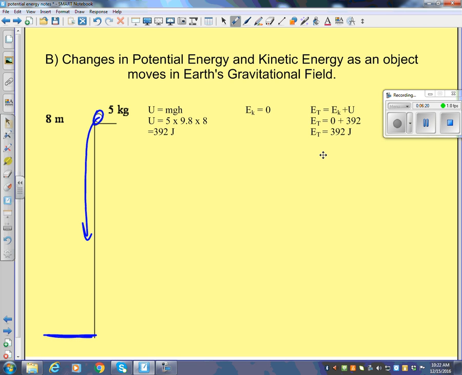ET, total energy. The total energy is the kinetic energy plus the potential energy, which in this case is 0 plus 392. Would you agree the total energy is 392? Okay.